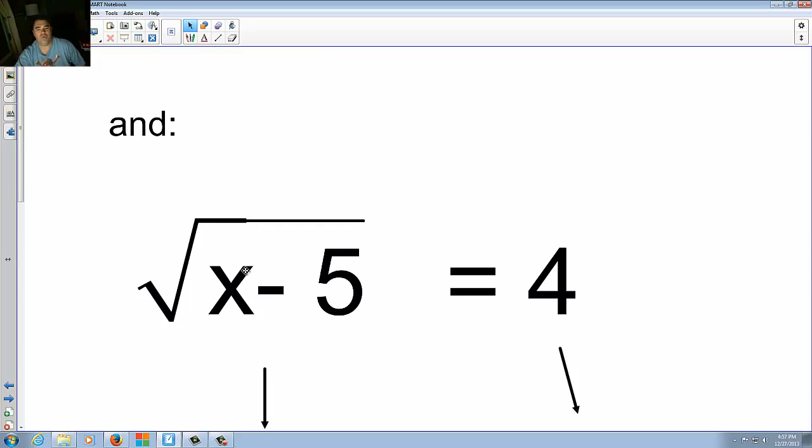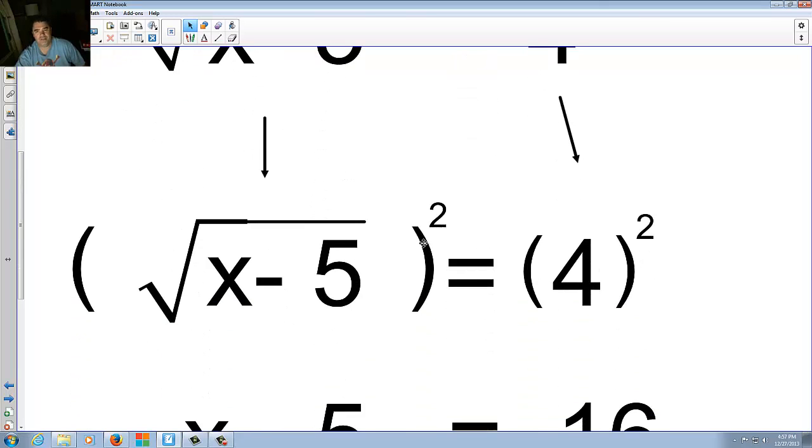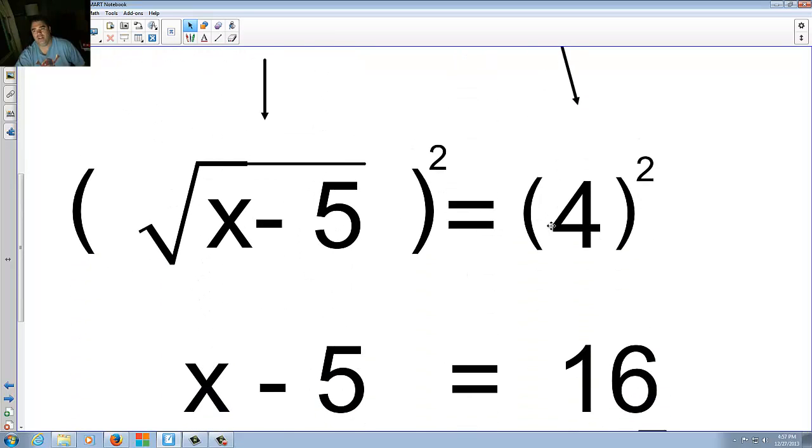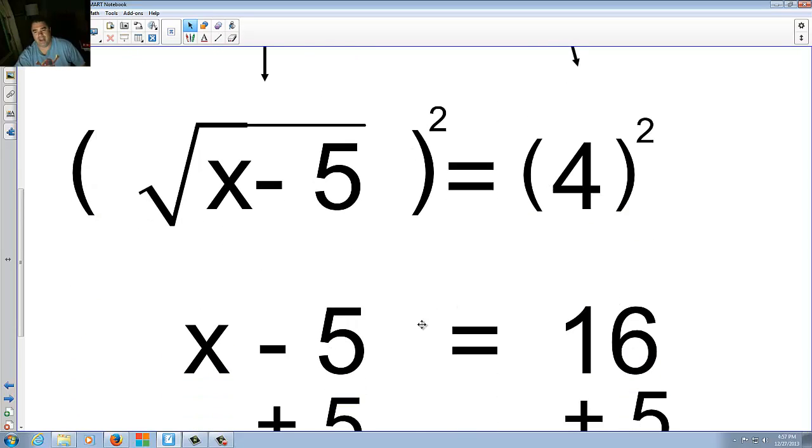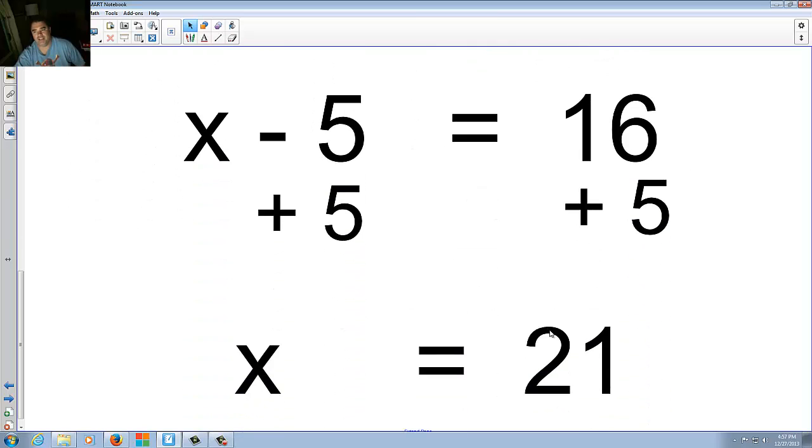And square root of x minus 5 equals 4. Step 1, square, square to both sides. So the square and square root cancel, leaves x minus 5. 4 squared is 16. Add 5 to both sides, x equals 21.